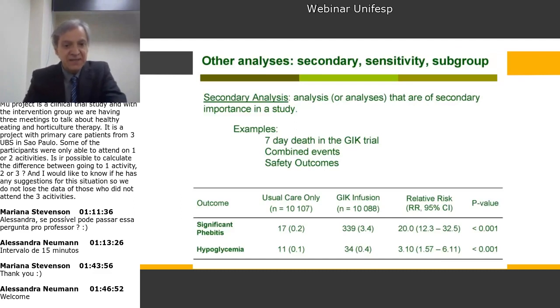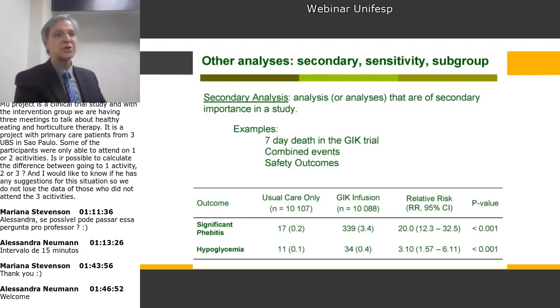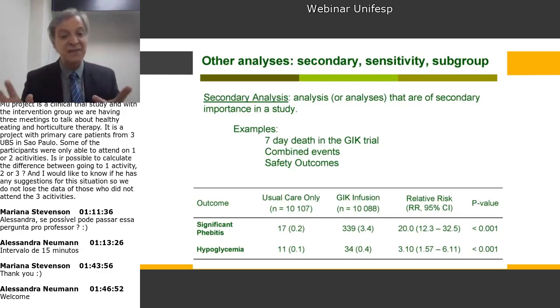Secondary sensitivity analysis, they've done some in this study. Analyses like these are of secondary importance. They've done some secondary analysis, meaning the main purpose of the study is to test if GIK infusion will improve death, cardiogenic shock, and so on. But they also did other secondary analysis. They look into the effect of GIK infusion on phlebitis and hyperglycemia.